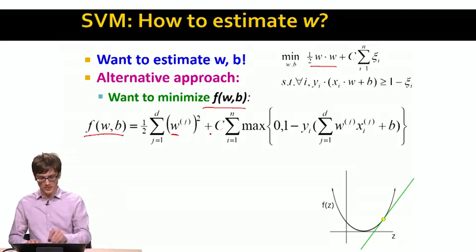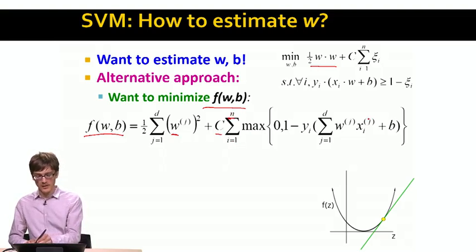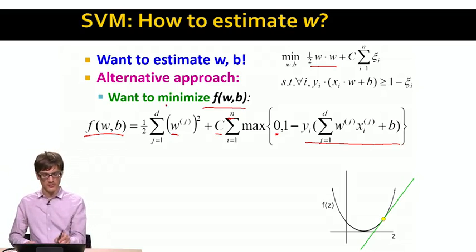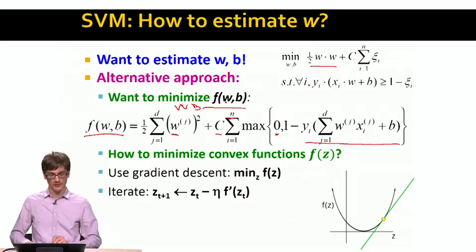And then we have the second part, which is this empirical loss part, where we say plus the slack penalty C times the sum over all our training examples, 1 to n, of the value of the slack penalty, which is 0 if we classify correctly, or 1 minus our distance from the boundary. So this is the optimization problem, right? We want to find W and B that minimize our function f.